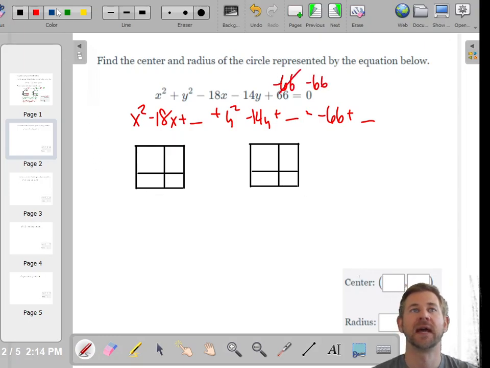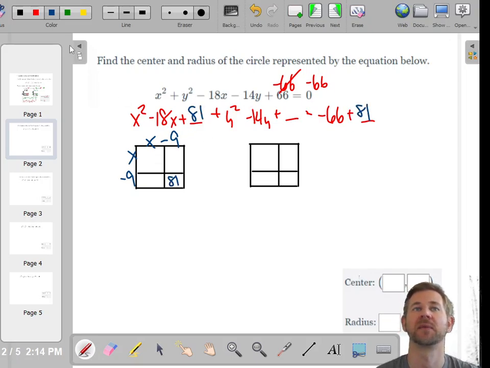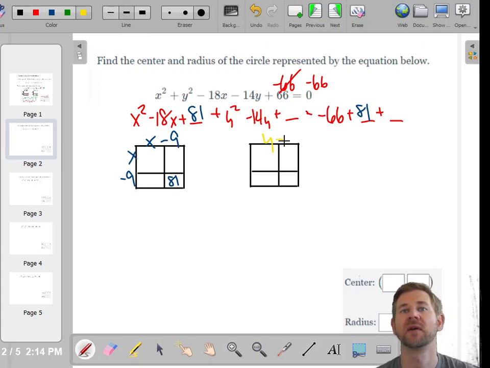Okay. Now, I'm going to do x, and since this is negative 18, I'm going to put x minus 9, x minus 9. It doesn't matter that it's negative, though, because negative 9 times negative 9 is 81. So I'm going to add 81 to both sides. I'm going to need another blank here. And then the same thing with y. Half of 14 is 7, so this is y minus 7 squared if you make the corner 49. So add 49 to both sides.